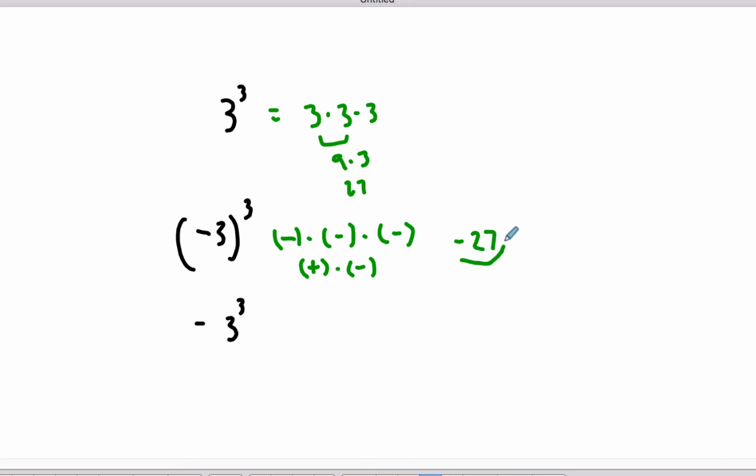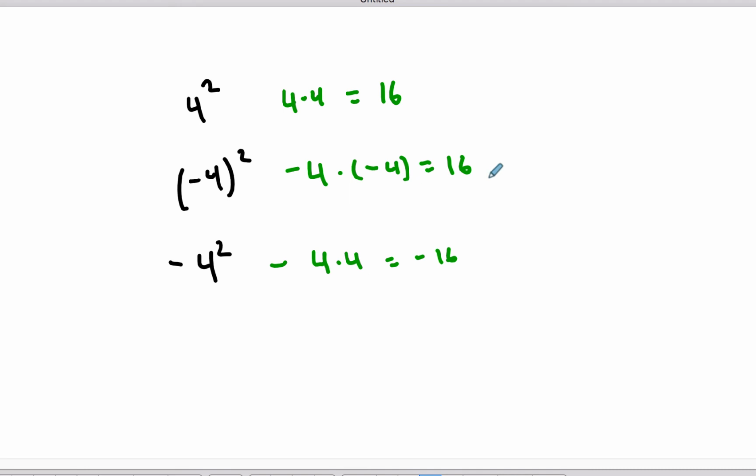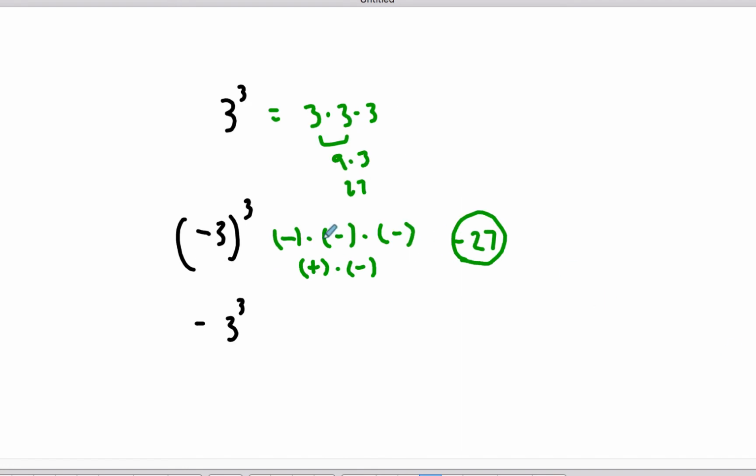And the reason that this one's negative and the last one was positive, hopefully you can pick up on this, is that we have an even exponent. So anytime you have an even amount of numbers, it means you're going to end up with a positive. A negative times a negative is a positive. But when you do an odd exponent, a negative times a negative is a positive, times a negative is a negative.